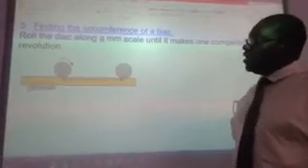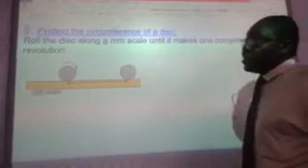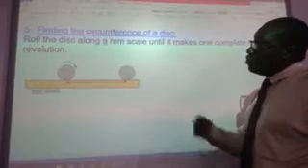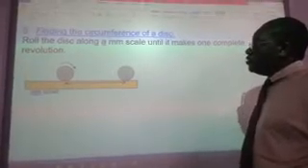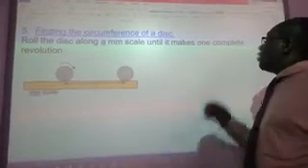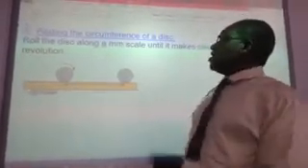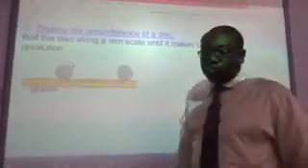Now the fifth and the last experiment that I normally carry out is finding the circumference of a disc. So I'm going to take a disc and then roll it on a millimeter scale of a ruler until it makes one complete revolution. And then from there I determine the circumference of that disc.